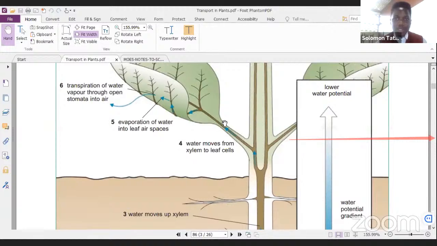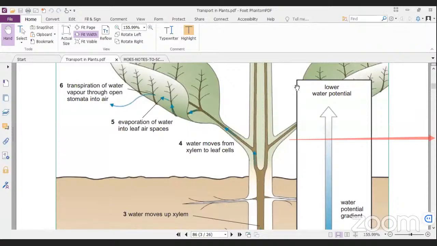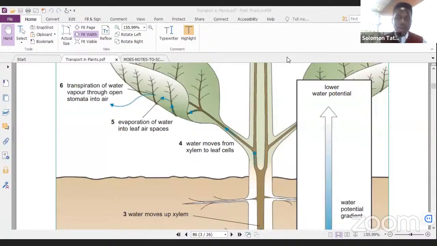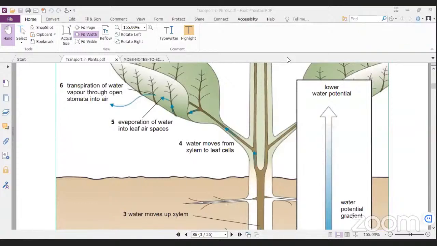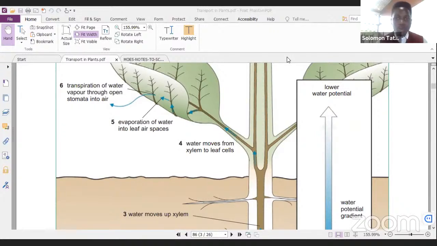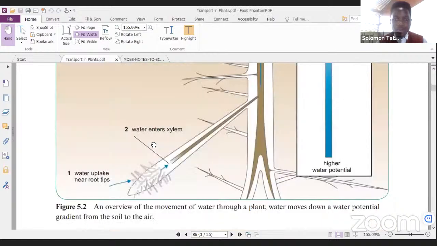Yes, Maggie, you have a question or you're raising your hand? Teacher, I was asking, the process of absorbing water from the ground, does it need energy? Okay, that's a very good question. Who would love to answer that for us? Does the process of absorbing water from the ground need energy? What she means is right here in the roots.